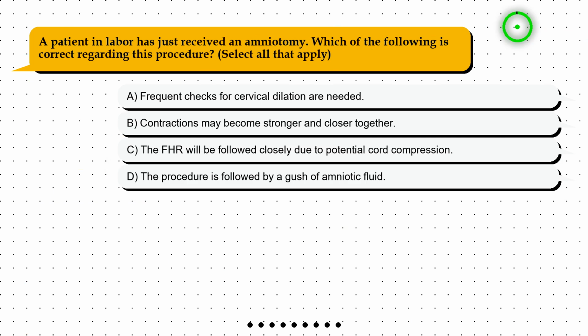Question 5. A patient in labor has just received an amniotomy. Which of the following is correct regarding this procedure? Select all that apply. Option A. Frequent checks for cervical dilation are needed. Option B. Contractions may become stronger and closer together. Option C. The FHR will be followed closely due to potential cord compression. Option D. The procedure is followed by a gush of amniotic fluid.